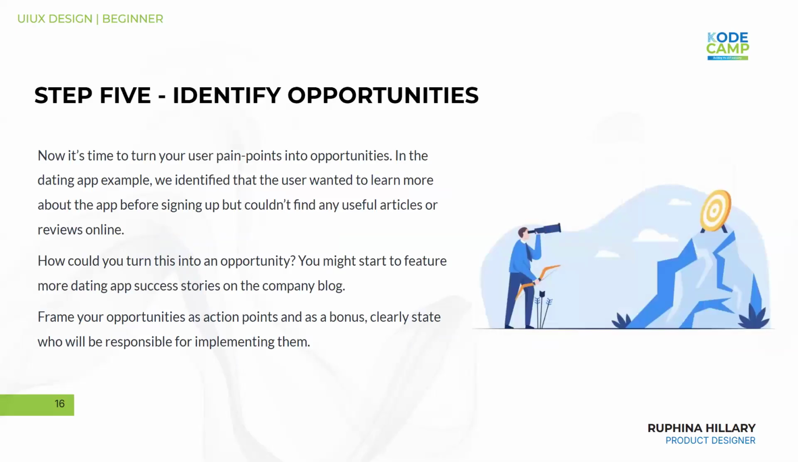Step five, identify opportunities, like I've already said. Now it's time to turn your user pain points into opportunities. So in the dating app example, you might start to feature more dating app success stories on the company blog. Frame your opportunities as action points and, as a bonus, clearly state who will be responsible for implementing them. So this is why, as you said, sometimes this user journey map is more than just what the UI or UX designer creates. It's more holistic. It's more of customer experience.